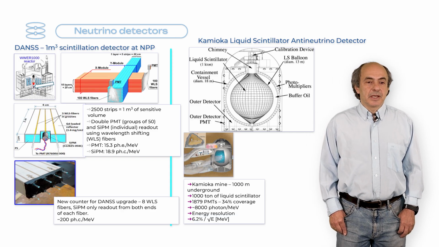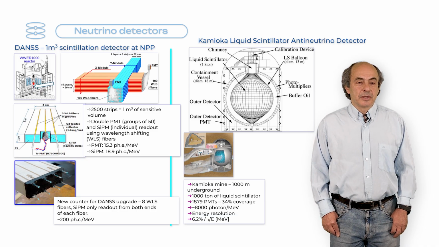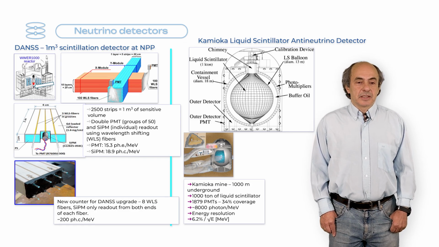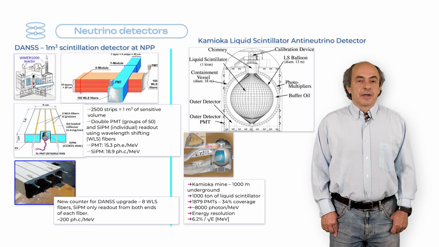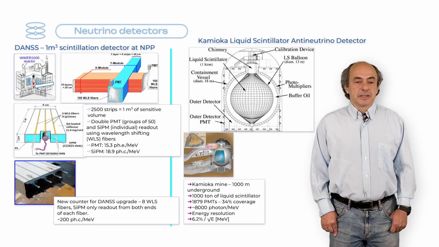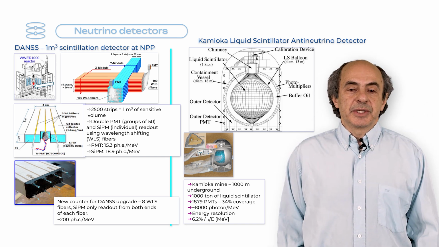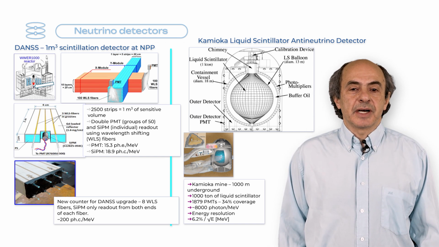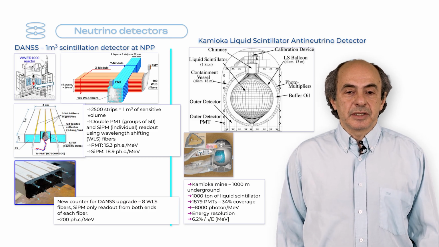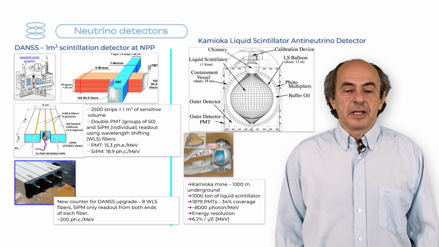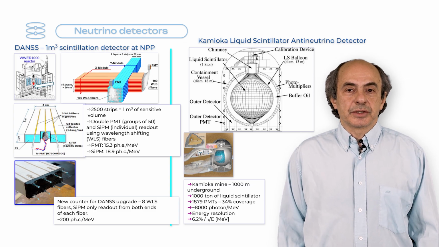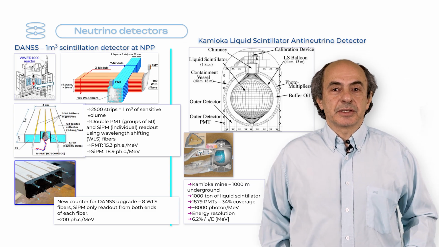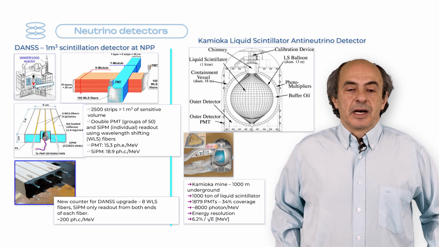First is the DANSS experiment at Kalininskaya nuclear power plant. The detector is placed very close to an industrial power reactor, and it has 1 cubic meter of solid state plastic scintillator, polystyrene. And this shape is built from 2,500 scintillation plates called strips. And to read out light from these strips, we use wavelength shifting fibers in the grooves in these strips.